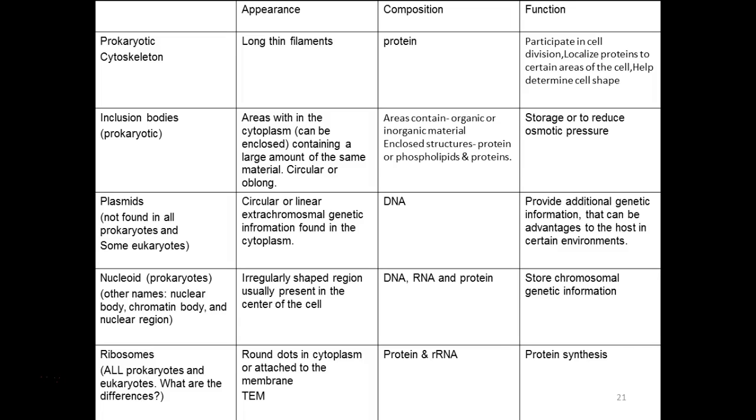So this is our table filled in. So prokaryotic skeleton, very long, thin filaments made of protein, used for cell division, move stuff around inside the cell, help determine cell shape. Very similar to eukaryotes in functionality, but for our eukaryotes, remember we have the microfilaments, which is the smallest, then the intermediate filaments, and then the microtubules. And some of those have additional abilities.